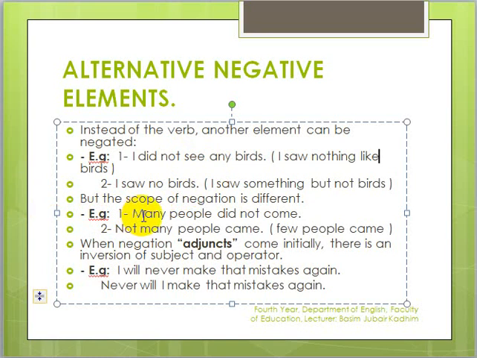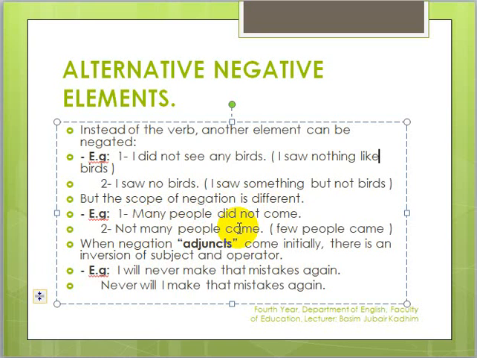For example, "many people did not come." Many people did not come. "Not many people came" means few people came. So the scope of negation would be different.